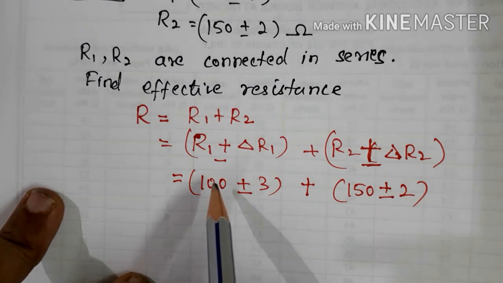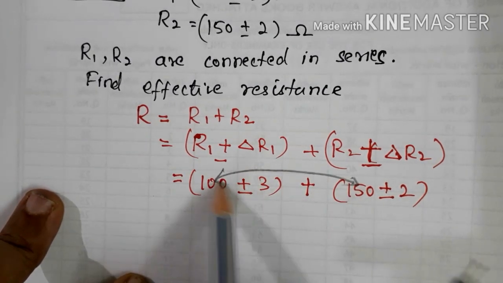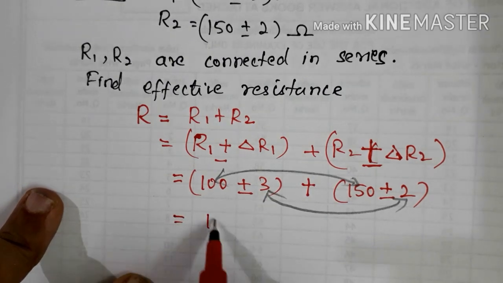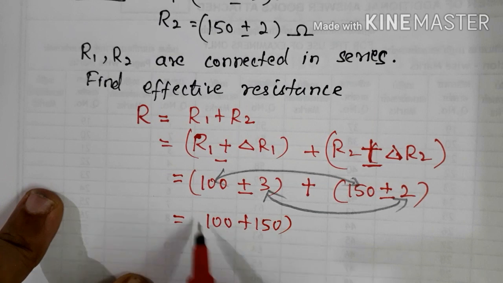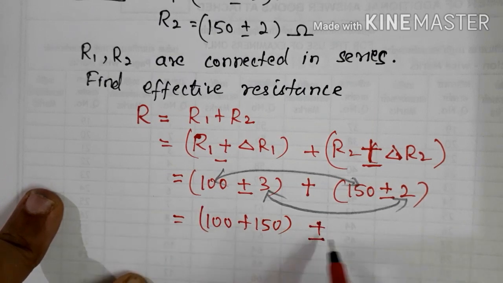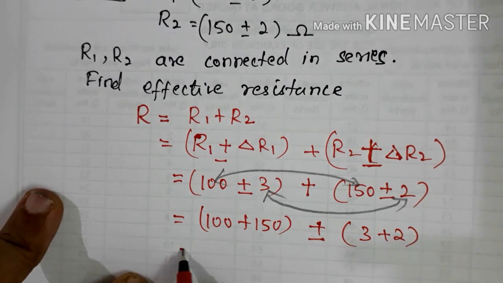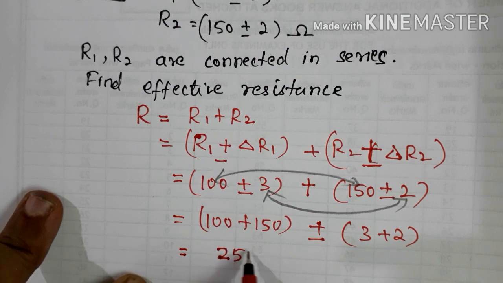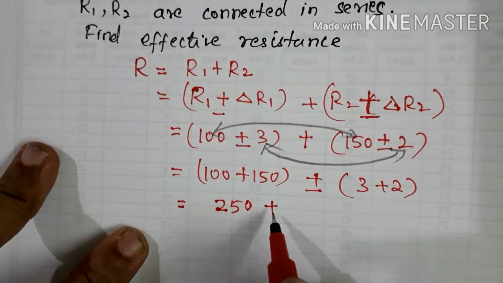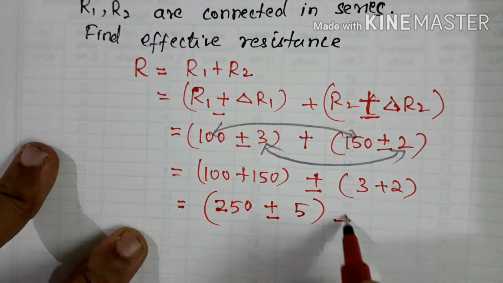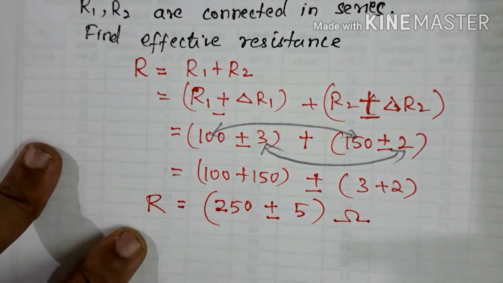Already told you, you have to add these two values separately and the absolute errors separately, right? So how will you add this? 100 plus 150, plus or minus, separately you have to add the absolute error values. So what will you get here? 250. 100 plus 150 is 250. Plus or minus 3 plus 2 is how much? 5. Okay. So 250 ± 5 ohm is the final answer.